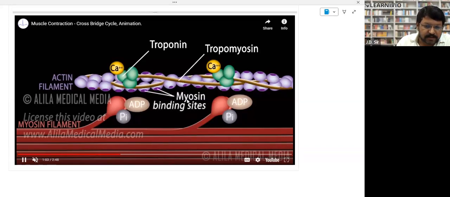What are these active sites? They are myosin binding sites. I have already told you that the myosin protein has an actin binding site and the actin protein has a myosin binding site, and they will bind with each other at that site only. So this is the myosin binding site. Myosin protein will bind. ATP will come and attach with the ATP binding site, and there it will break down into ADP and Pi, meaning phosphate, and that's how the energy will be released.